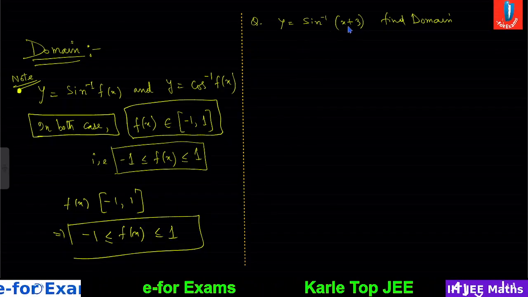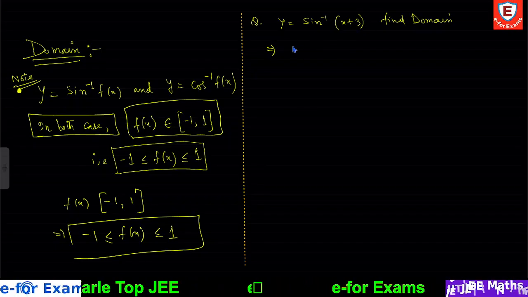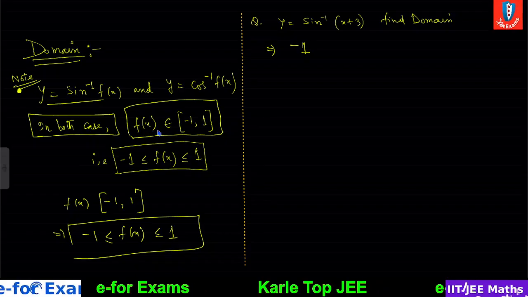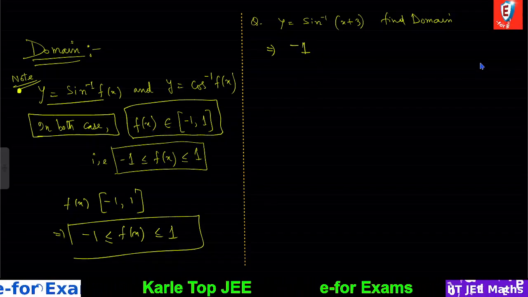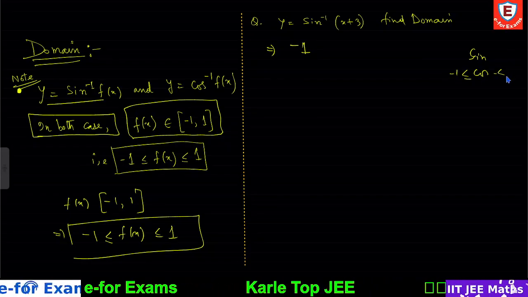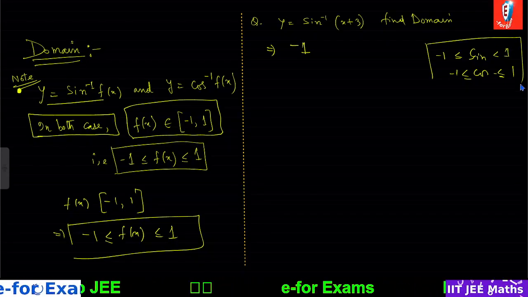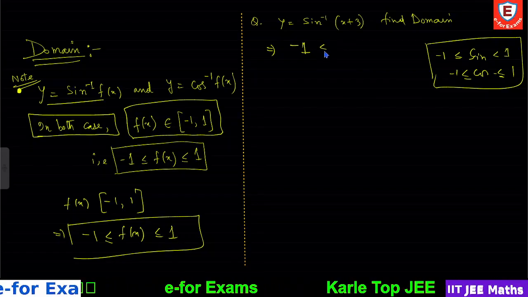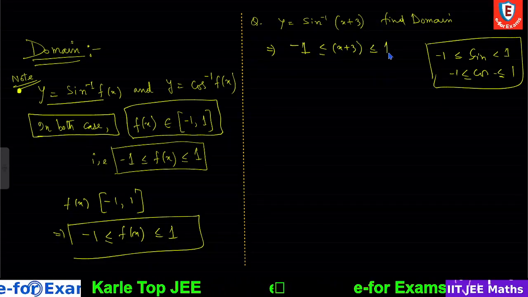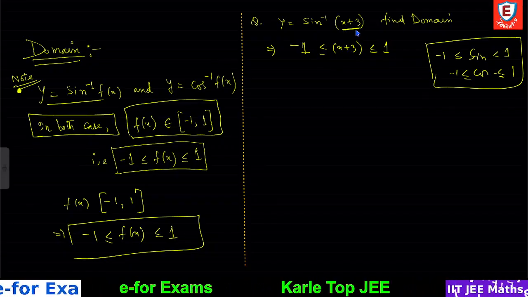Y equal to sine inverse of x plus 3, find the domain. This implies, what I told here, sine or cos always lies between -1 and 1. So here -1 less than or equal to x plus 3 less than or equal to 1. Here it is the sine inverse, right? That's why this one.